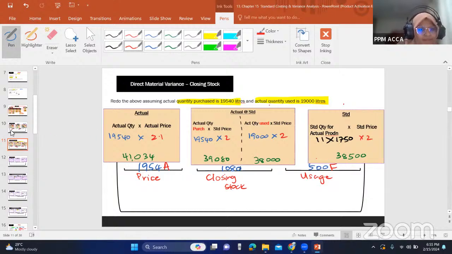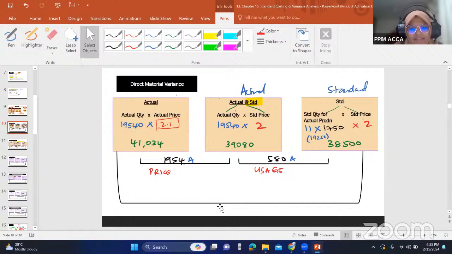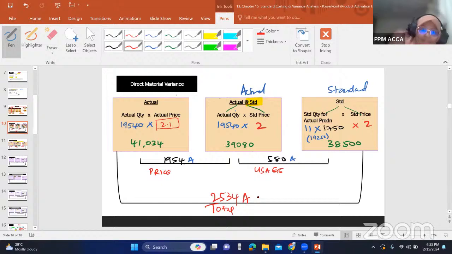One more thing I forgot over here, I'll give you time to copy the second one, is a total variance as well. That is basically the addition of these two. So 1,954 plus 580, which is 2,534. Both are adverse, so this is also an adverse variance. So the total direct materials variance will be 2,534 adverse.